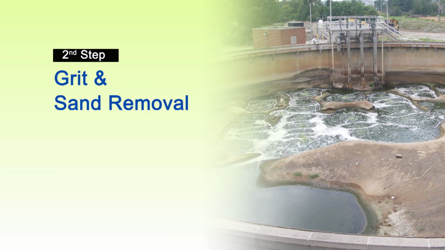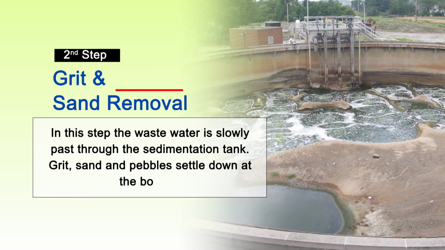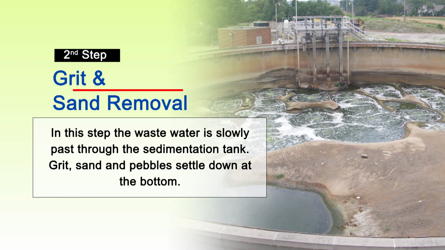The second step is grit and sand removal. In this step, the wastewater is slowly passed through a sedimentation tank. Grit, sand and pebbles settle down at the bottom. The third step is sedimentation.